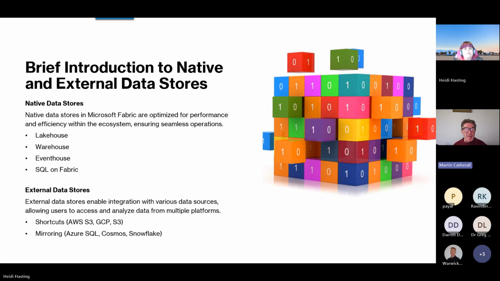We mentioned something about external data stores, so you can actually mirror different external data sources straight into Fabric, and we've got some examples there with Azure SQL and Cosmos, which obviously sit on the Azure system, but we've also got Snowflake. I think you can do Databricks now. And apart from that, you can also shortcut to data that exists in external stores. So we've got examples there of AWS S3, we've got GCP, and there's quite a few other ones coming along all the time. So that's just a quick introduction, Heidi. Let's drill into some of those in a bit more detail.